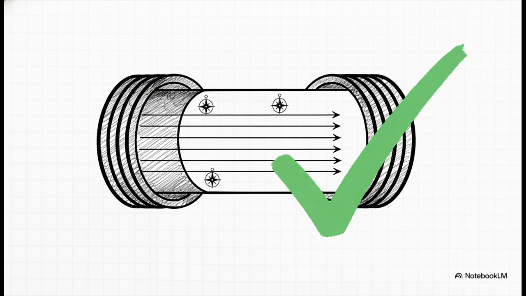Yup, inside a long solenoid, the field is uniform. That means it's strong and has the same value at all points inside. This is a very important point, bachcho, remember this.